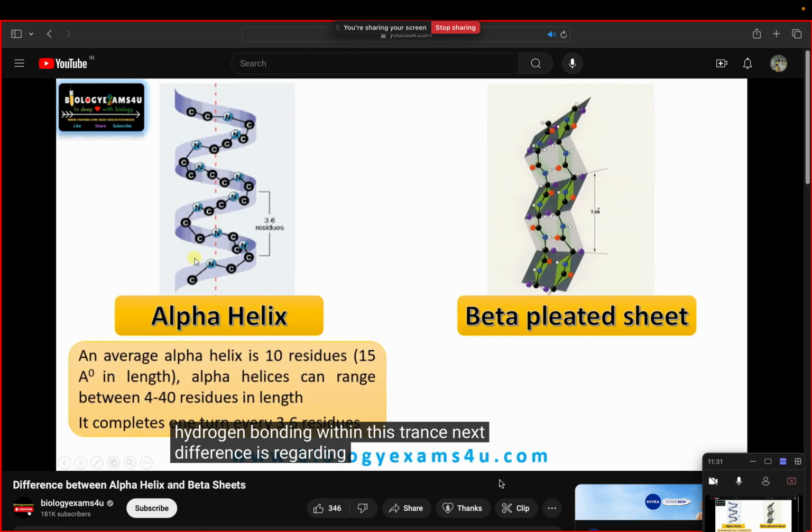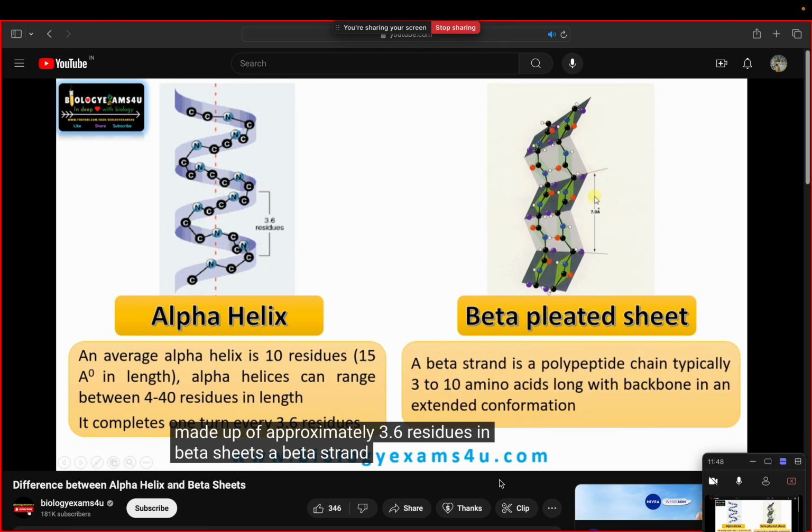Next difference is regarding the dimensions. An average alpha helix is 10 residues. It can reach between 4 to 40 residues. A complete turn is of 3.6 residues. As you see here, this is the turn and that is made up of approximately 3.6 residues. In beta sheets, a beta strand is a polypeptide chain typically of 3 to 10 amino acids long with a backbone of an extended conformation.